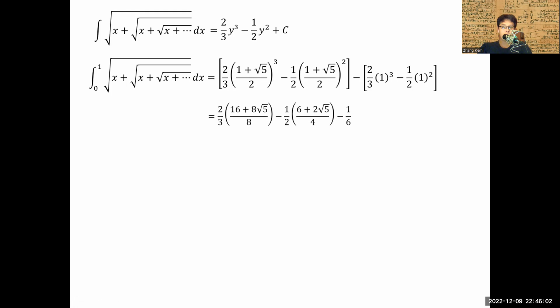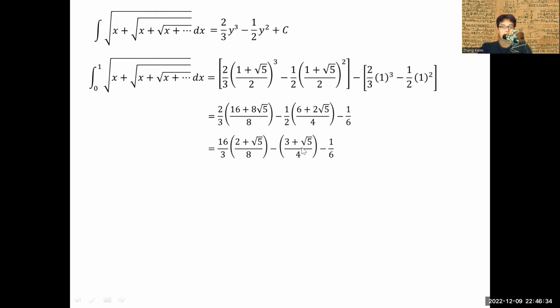Now, next step, very simple. We just simplify the expressions. Over here, I can just expand and write it down. Same thing over here, (1 plus root 5)/2 squared will be (6 plus 2 root 5)/4. Over here, (16 plus 8 root 5)/8, if you just perform the expansion. So minus, in this case, 2/3 minus half, which is 1/6. And in between is minus.